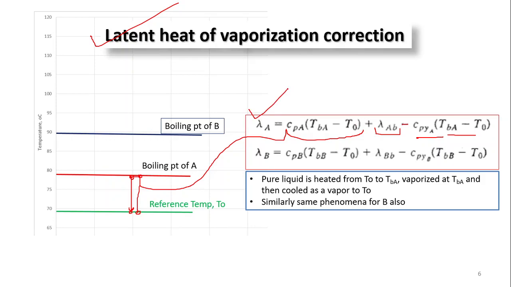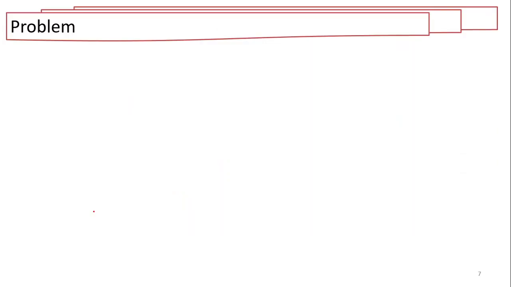The same thing applies for lambda B. The condition is here, liquid phase, supplying the heat. The condition is now pure B, liquid phase, which then changes into the vapor phase, then cools down in the vapor phase, and then we have reached the reference temperature. So this is basically the concept of lambda A and lambda B. We can use these two equations in the calculation of the HXY diagram.